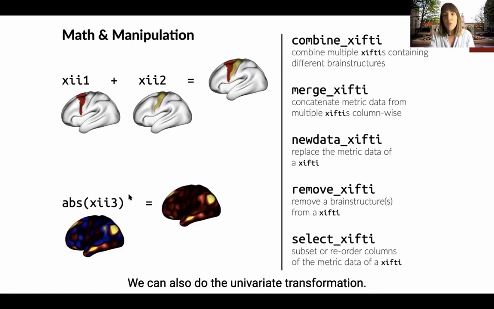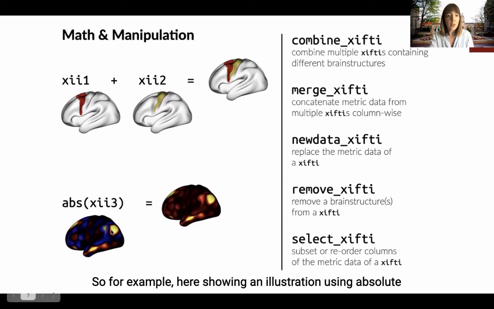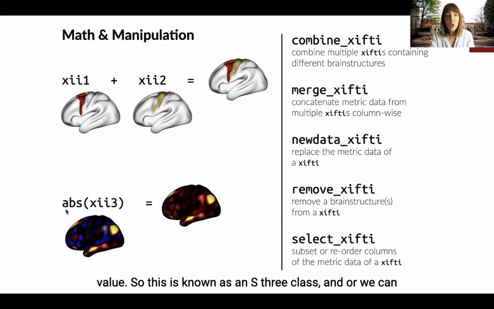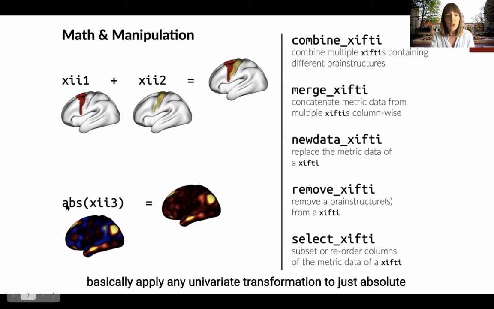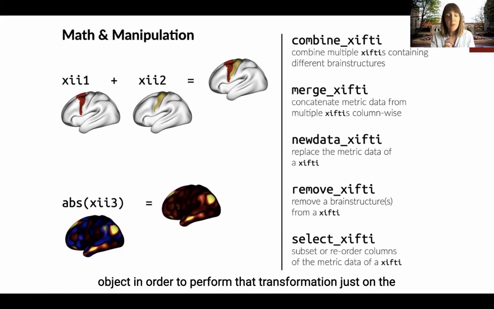We can also do univariate transformations. For example, here I'm showing an illustration using absolute value. This is known as an S3 class in R. We can basically apply any univariate transformation, such as absolute value or square root or log, etc., directly to a CIFTI object in order to perform that transformation just on the cortical and subcortical metric data.